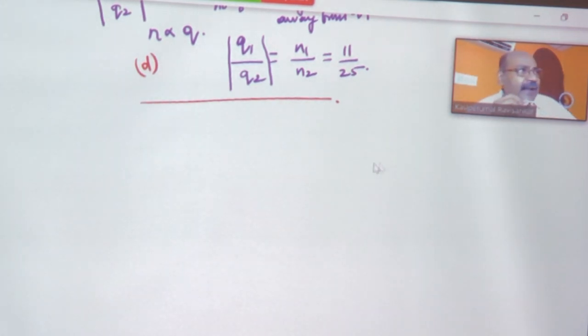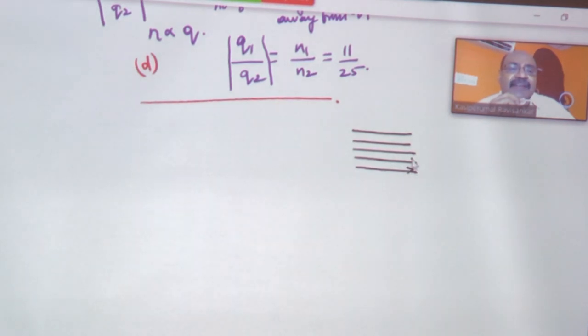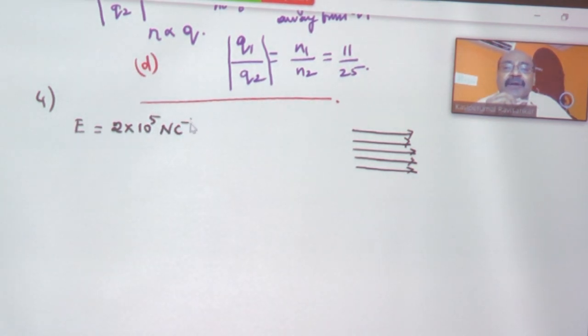See what I can write. This you have already studied: torque on an electrical dipole when placed inside a uniform electrical field. So a uniform electrical field is given. Let us consider this uniform electrical field as E. This is problem number 4. What is the value of E? Value of E is given as 2 into 10 to the power of 5 Newton per Coulomb.